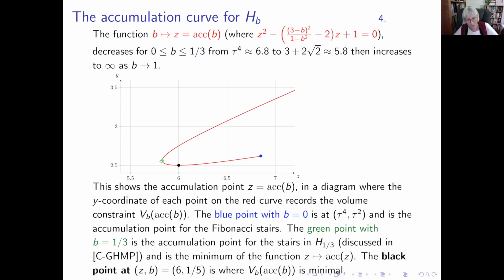And then you go to when B is 1/3, this green point here is the accumulation point for this staircase in H1/3. And then the function increases there. So it sort of goes back on itself. And so it means that there are 2 different regimes in our problem. There's a regime when B is bigger than 1/3, and a regime when B is less than 1/3. And of course, 1/6 is an important point because that's a minimum. Okay, so that's a sort of important function.